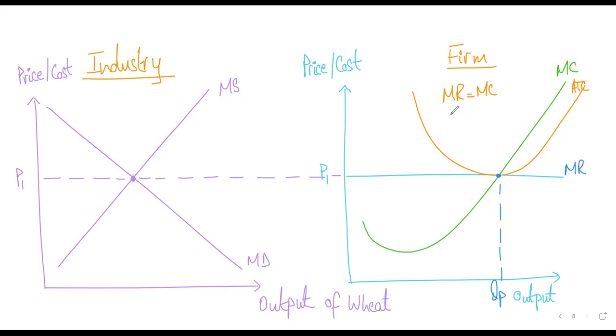Why? Because what is the allocatively efficient point? Where price is equal to marginal cost. So since this graph is also showing you the price and this is your marginal cost, this will also be your allocatively efficient output level. Does it make sense, right?